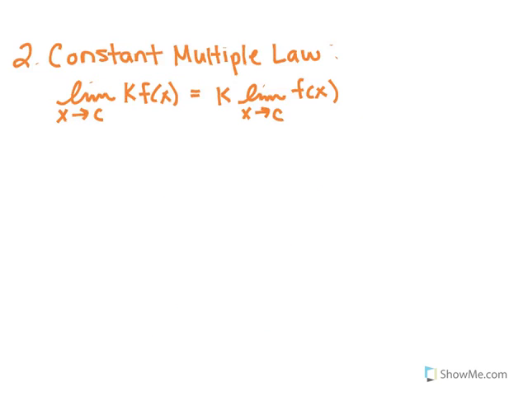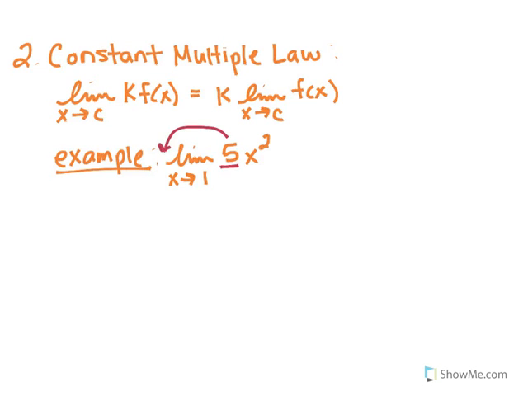The next law is the constant multiple law. The constant multiple law says that if you take the limit as x approaches c of some number or coefficient times a function, it's equal to that coefficient being multiplied by the limit of the function. So for example, I have the limit as x approaches 1 of 5x squared. So notice that I have 5 as my coefficient of x squared. So I can push it to the front of my limit and rewrite it.